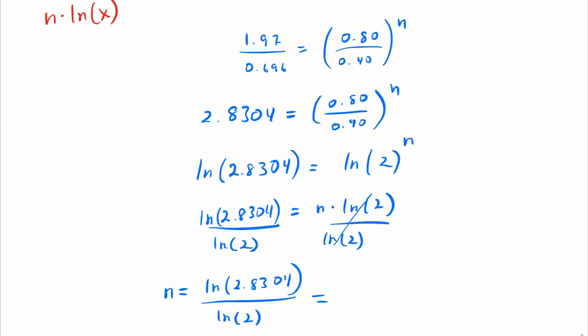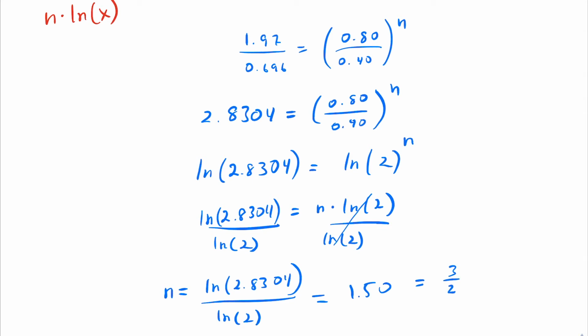So let me get the natural log of 2.83 ratio going. What do we get? n is equal to 1.501. So going to three significant figures, we get 1.50, which is equal to that 3/2 that we were looking at before.